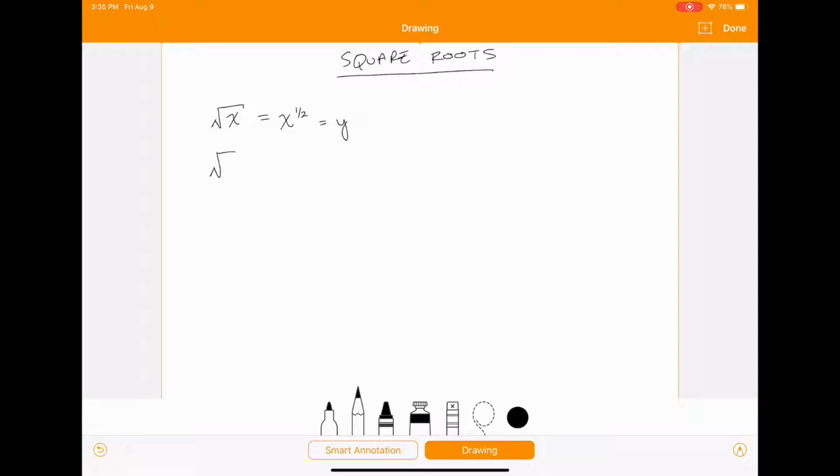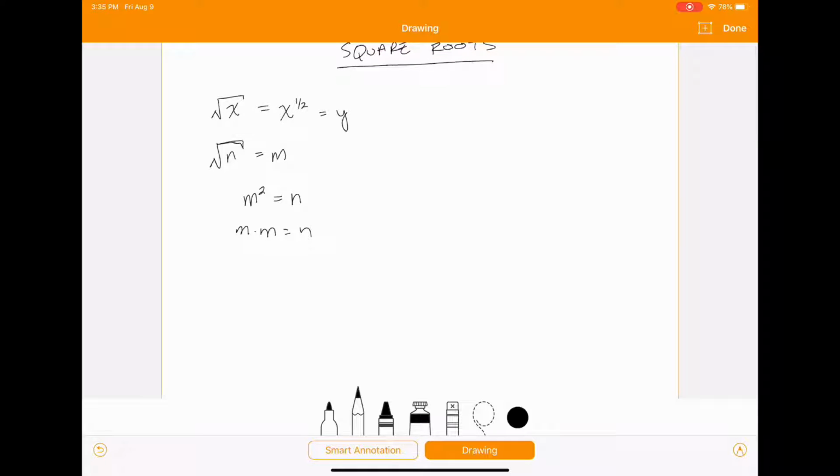Also, the square root of a number n is equal to m when m squared equals n. So m times m equals n. All right, now there can be two possible answers when you're taking a square root. There's going to be a positive answer and a negative answer.